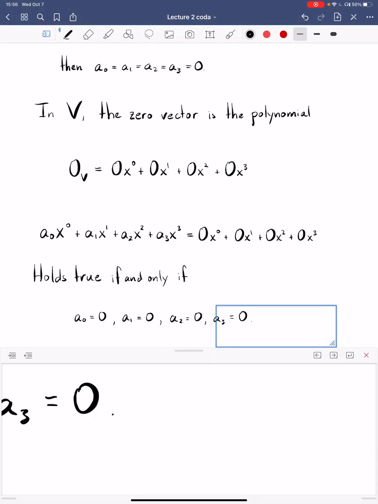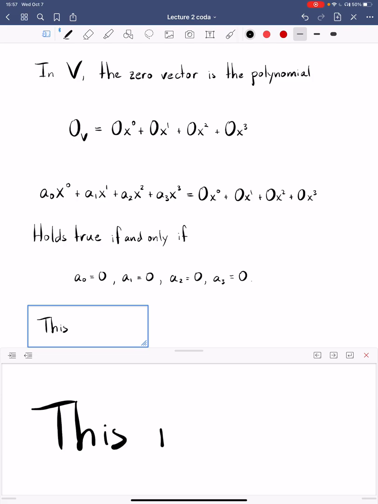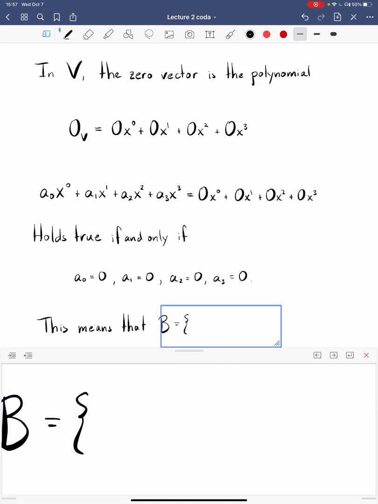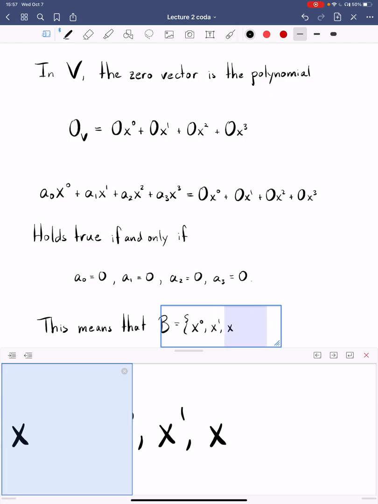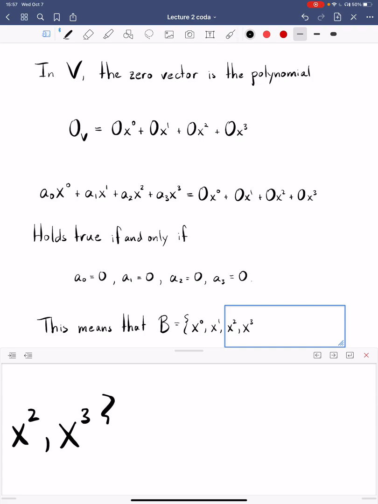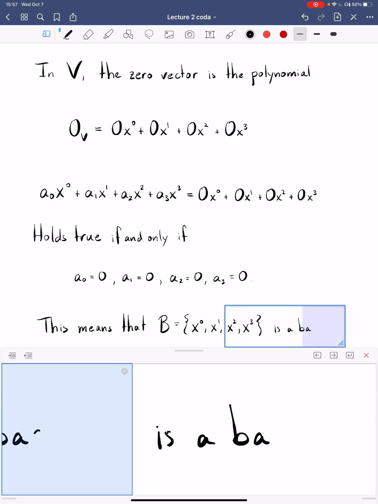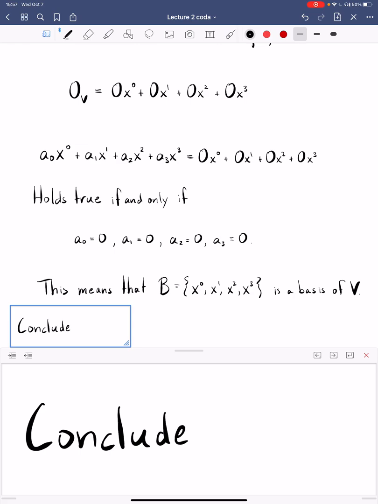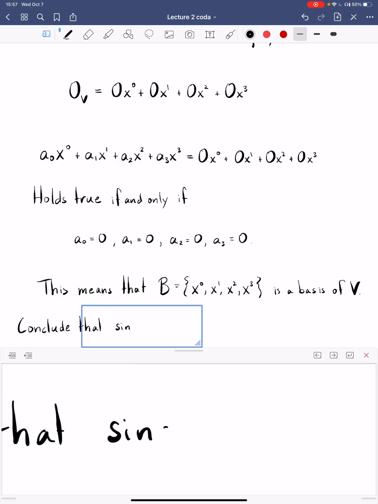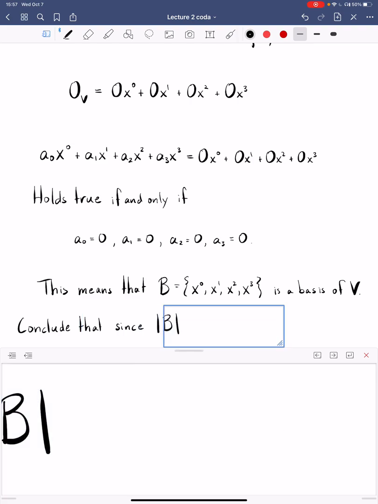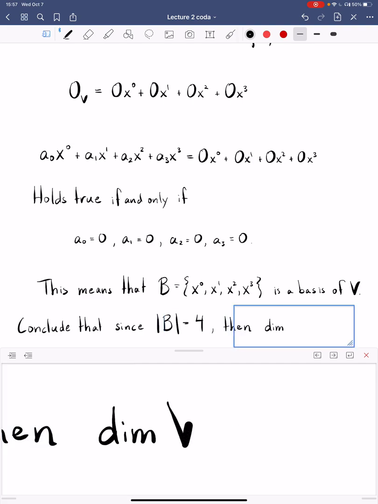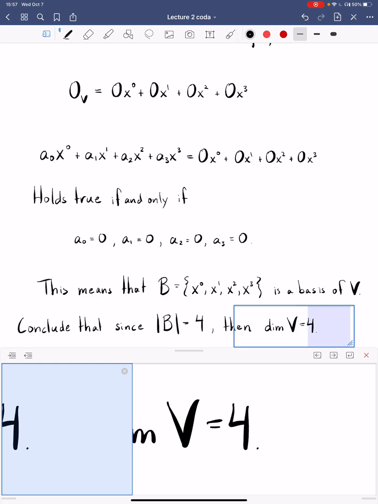Okay, so this means that B is linearly independent, and in particular is a basis, since we already know that it spans V. Okay, so we can conclude that since the size of the set B, which is often written like this, absolute value of B, is equal to 4, sometimes pronounced the cardinality of B is 4, then the dimension of V is also equal to 4. Okay, and that's it really.